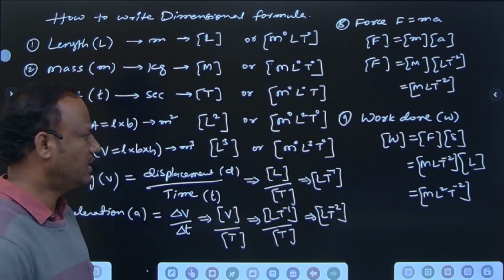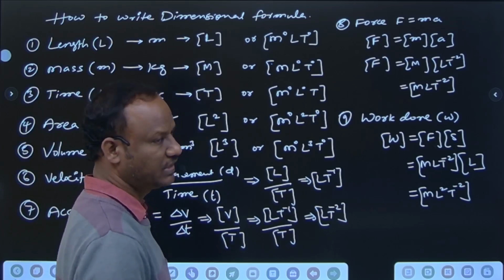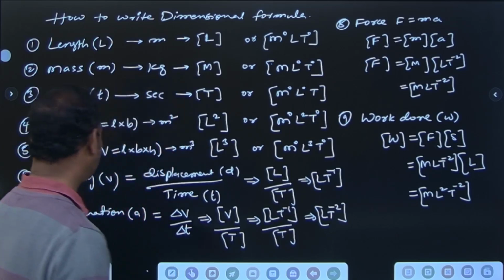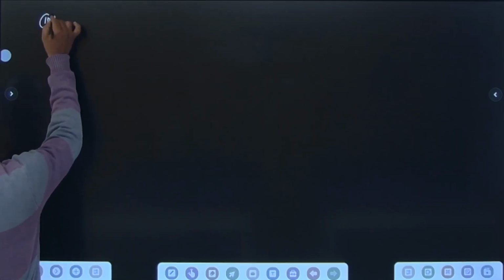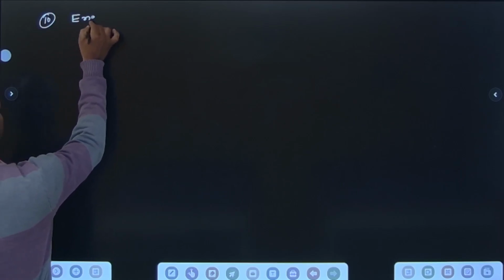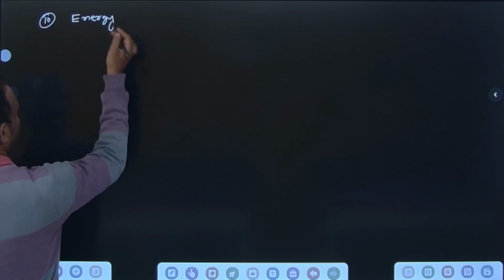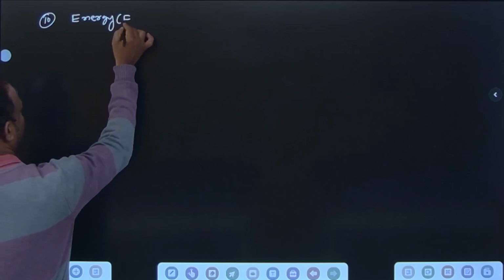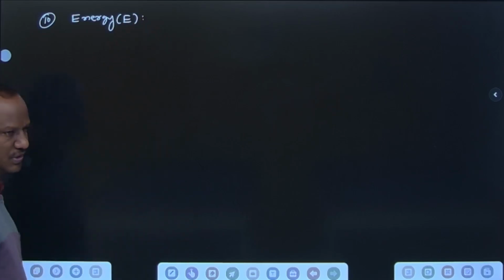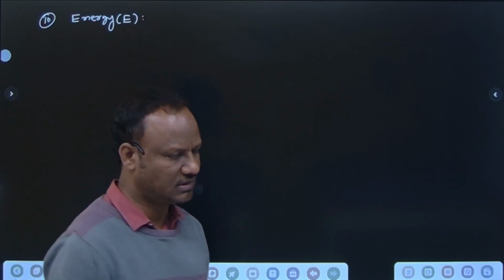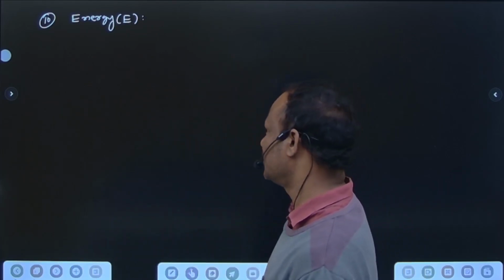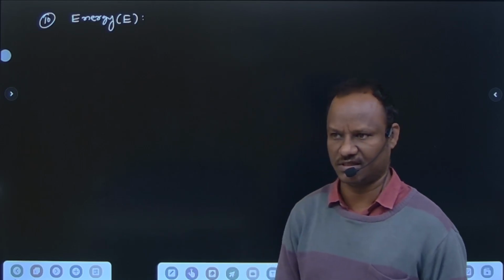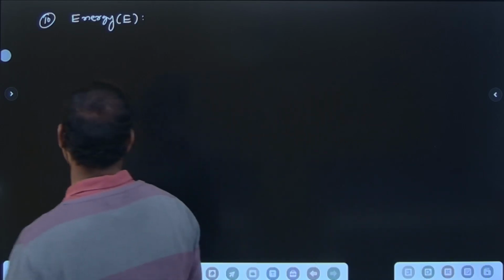Do you know work done and energy have the same dimensional formula. Okay, so let me tell you about the dimensional formula of energy. Energy means what? For your better understanding, we can take either kinetic energy or potential energy. Kinetic energy and potential energy have the same dimension formula and the same units. It's because of the classification of the energy. So what is the dimension formula of energy?